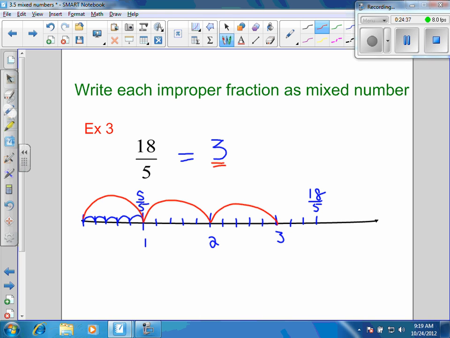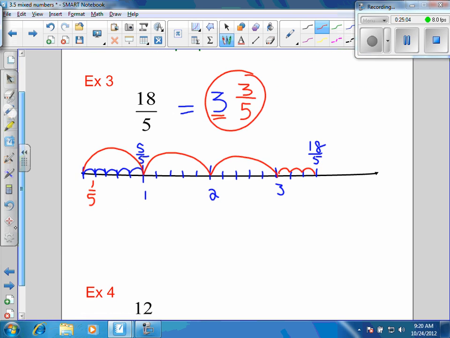And then what's the remainder? Michaela? 3. The remainder is 3, right? There's 3 little jumps. So it's 3, and how big are the jumps? What size are they? They're 1/5 size, right? So our denominator is 5. You get that? So last one, we're out of here at 25? Yeah.